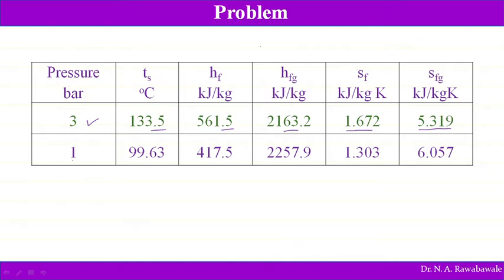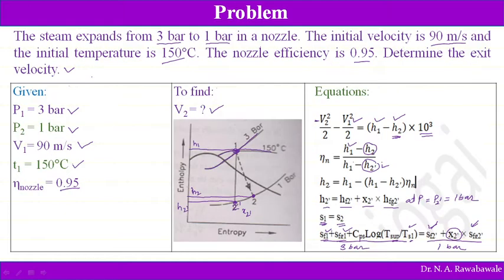So at point 2 dash, the pressure is 1 bar. At 1 bar pressure, the saturation temperature is 99.63 degrees Celsius. HF2 dash is 417. Then HFG2 dash, then SF2 dash, then SFG2 dash. This data is taken from the steam table. Now let us start to simplify. First we will find out the dryness fraction of steam at point 2 dash, X2 dash, and after that we will start to find out the enthalpies.